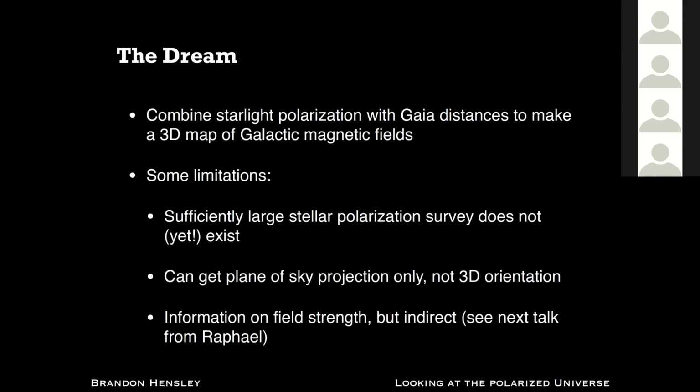Another limitation of all this that I want to spend some time talking about is that in all of this, what one really gets is not the full 3D magnetic field orientation, but rather just the plane of sky component. So we need to do a little bit of extra thinking in terms of how to infer the line of sight component of the magnetic field to get a true 3D map of magnetic field orientation. And then finally, I've talked exclusively so far just about magnetic field orientations. That's because if you want to infer something about the field strength, one needs to be a little bit cleverer and apply some analysis to the data. It's not something that's probed directly. I think Raphael's going to be talking about that a bit in the next talk.